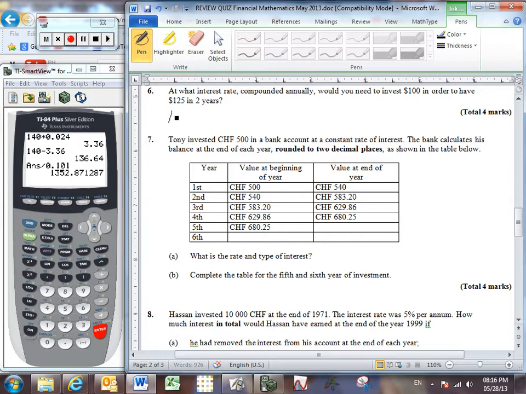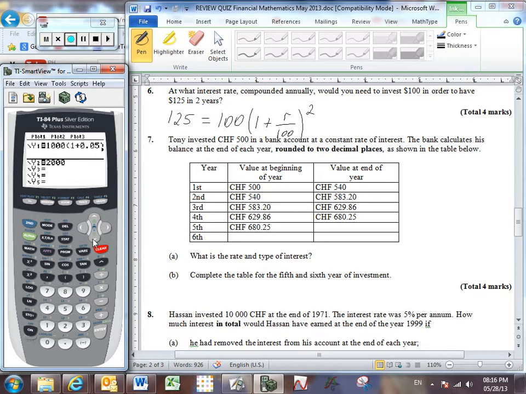We could use our method of using the future value formula. So 125, the future value, is equal to 100, the present value, times 1 plus some unknown interest rate, let's put it over 100 so it comes out as a percentage, to the power of 2 years. To solve this equation, we can set up our y1 and y2 accordingly. Our left-hand side is 125, our right-hand side 100 times 1 plus r over 100 to the power of 2.